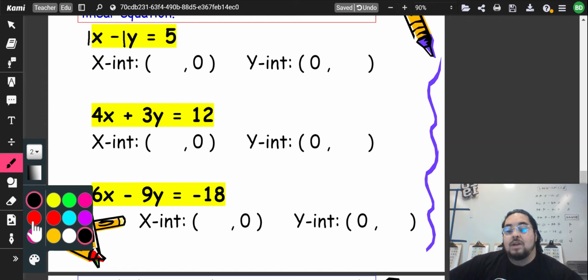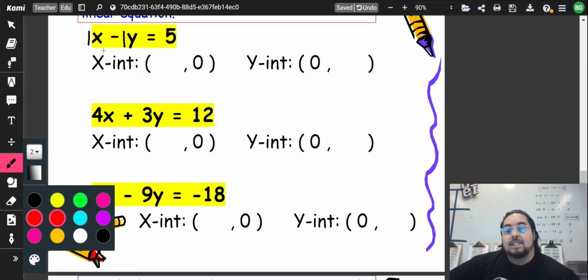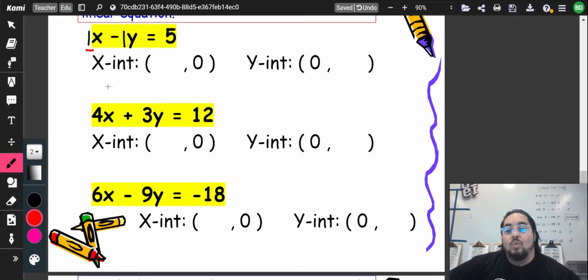Okay, now for the x and y intercept, that's really easy. For the x-intercept, I'm going to divide 5 by 1. Now you can do this in your head, or you can write it out. It doesn't matter to me, as long as you can get the math correct.